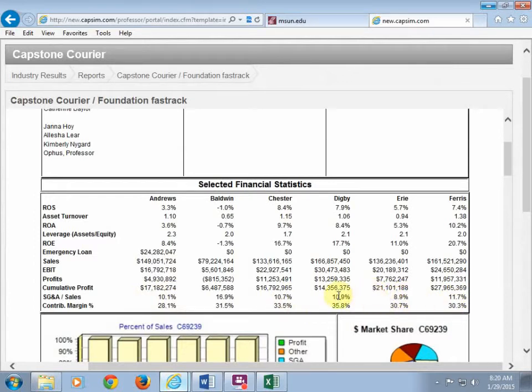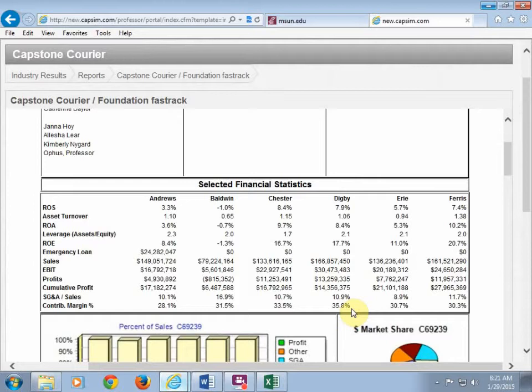Okay. The contribution margin, which, again, I hold out to be extremely important. Here we are in the second round already, and Digby's already up to 35.8. That's pretty impressive. Now, a couple things can happen. When I say that that's pretty impressive, the thing about it is every game takes on its own nuances, and every game's a little bit different.